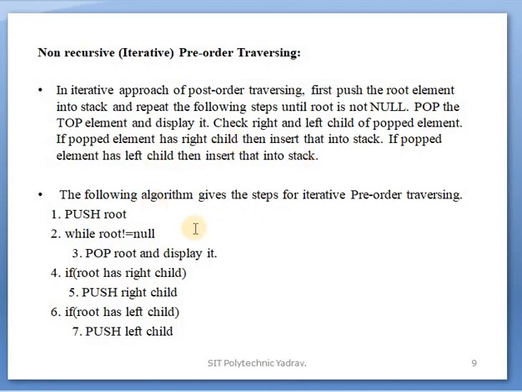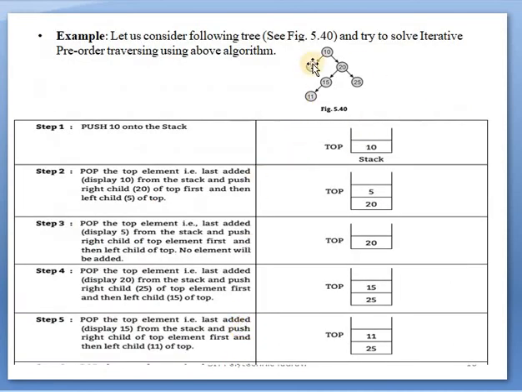Which algorithm is used? These algorithms are used. First push the root. After that, while root is not equal to null, pop the root. Not equal to null means only if root elements are there will it be displayed. Otherwise, if the root has a right child, then push the right child. If the root has a left child, then push the left child. Let's look at an example.